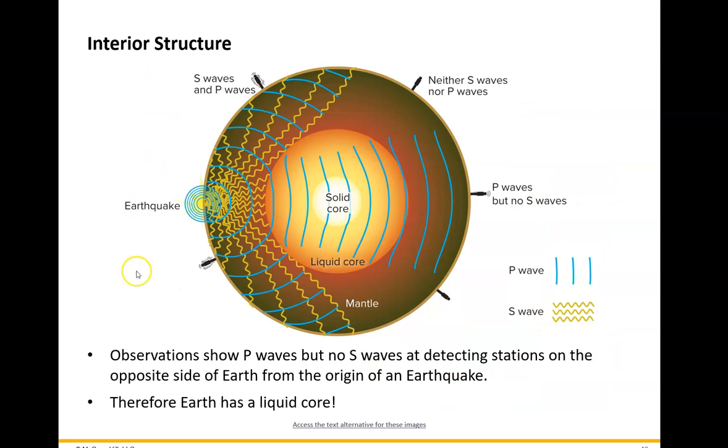All right, so observations show that P waves can go all the way through the Earth, and S waves don't, right? So the Earth does have a liquid core, and not only that, like I said before, we can actually measure this. We know the size of it very, very accurately, and we can measure the size of the liquid core. I'm sorry, the size of the solid core as well.